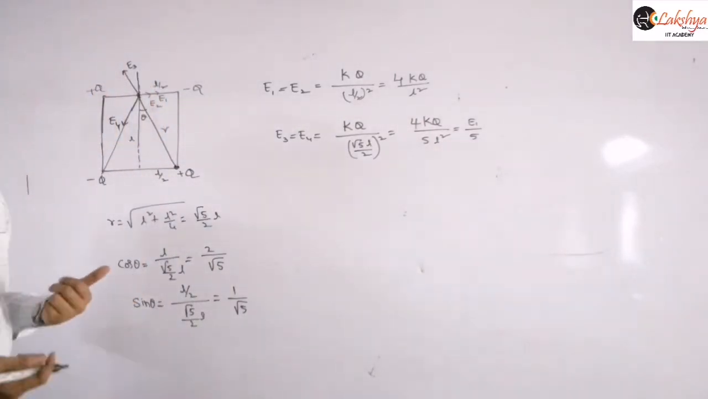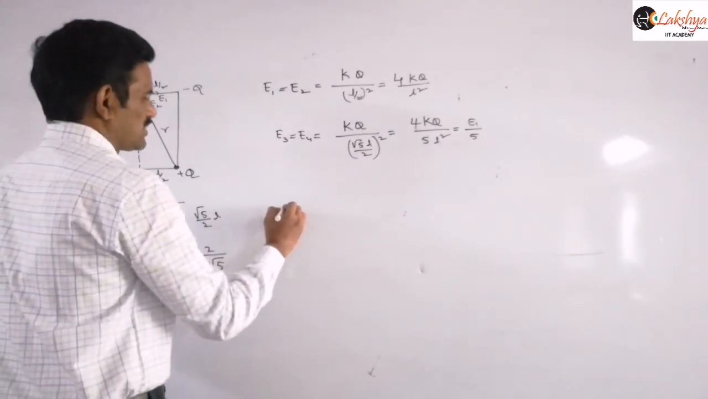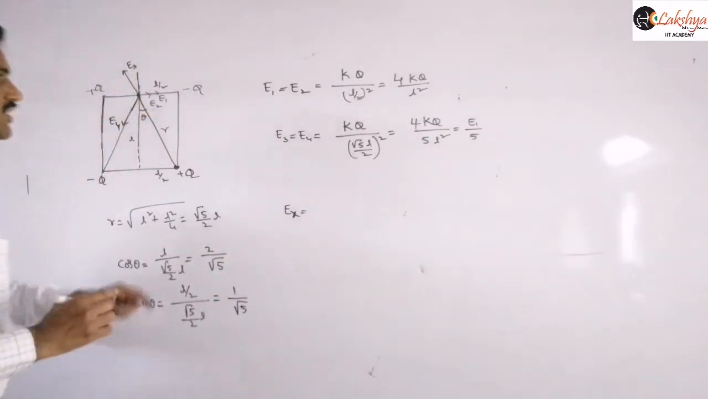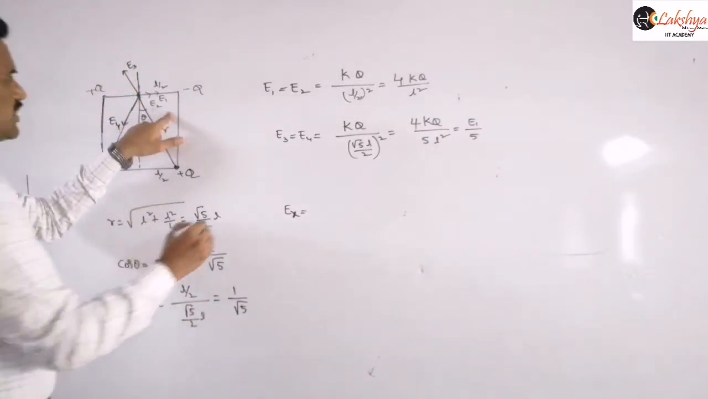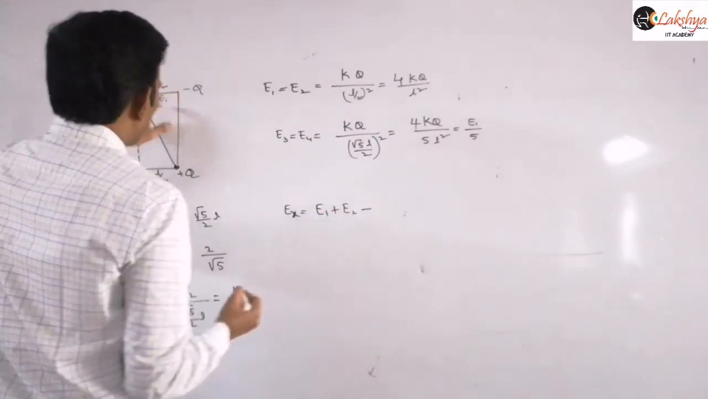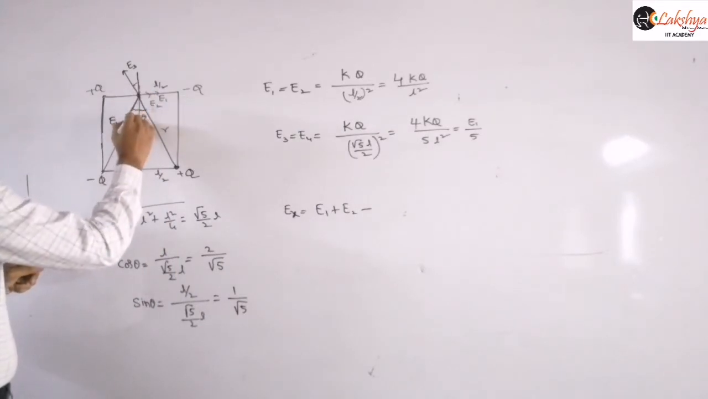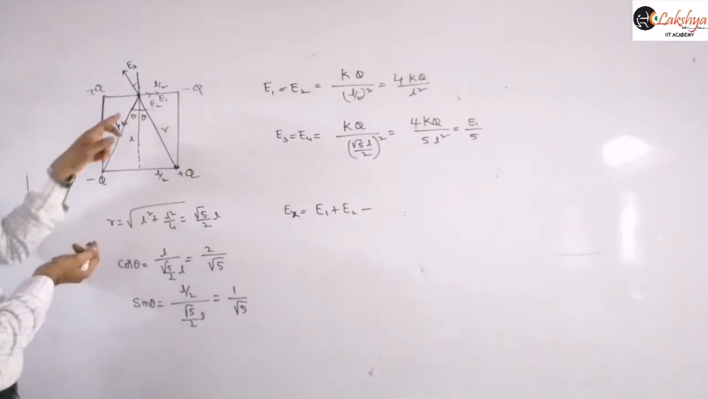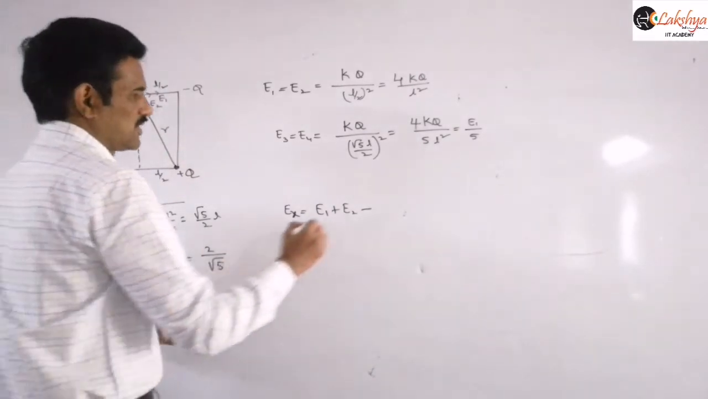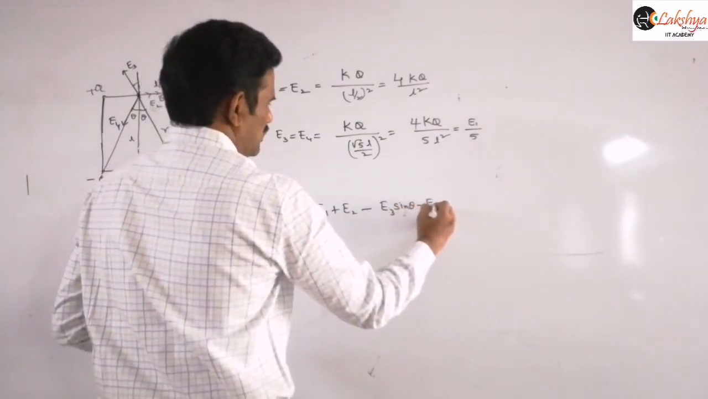Now just resolve them into components and I can find these values. Suppose I am finding the resultant x component of the field here. These two are along the positive x direction. So I can write E1 plus E2 minus, now their components will be the sin theta component. This angle is theta and this angle is also theta, so for this you get the sin theta component and for this also the sin theta component: E3 sin theta minus E4 sin theta.